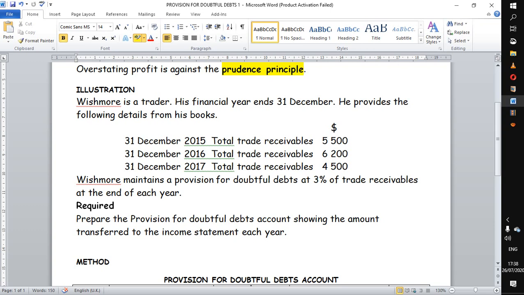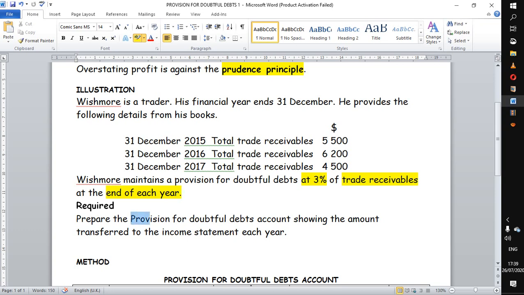Right, so additional information says Wishmore maintains a provision for doubtful debts at 3% of trade receivables at the end of each year. So 3% of trade receivables at the end of each year, which means we shall calculate 3% of these numbers to see how much will be the provision for doubtful debts each year.